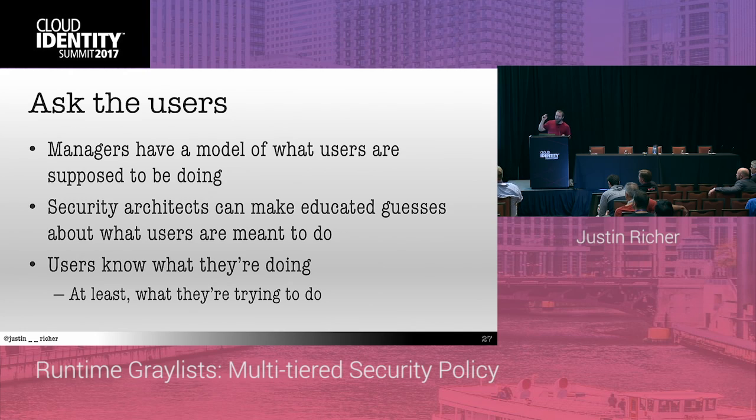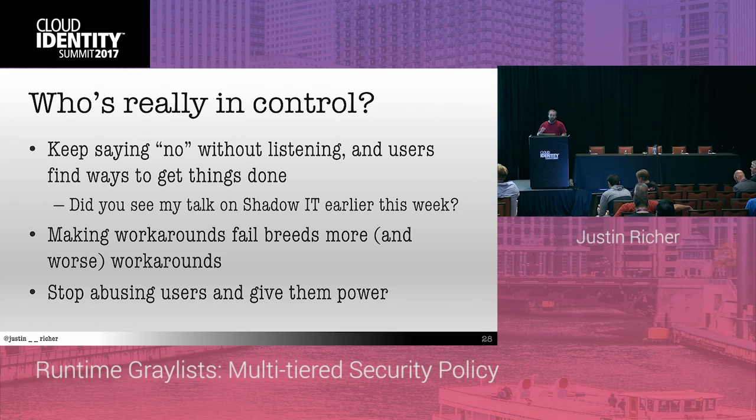Because managers often have a model of what users are trying to do, and security architects try to make a good guess about what users try to do. That's how we build our whitelists. But the users, the people that are running the system that are trying to do their jobs, they know what they're actually trying to do. Now, I was careful in phrasing this slide because they might not know what they're really doing, but they know what they're trying to get done. And that's important because users are ultimately the ones that are really in control.